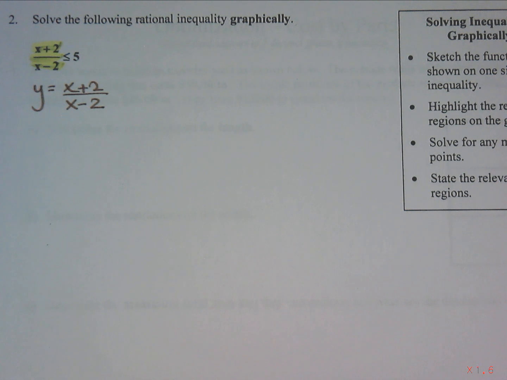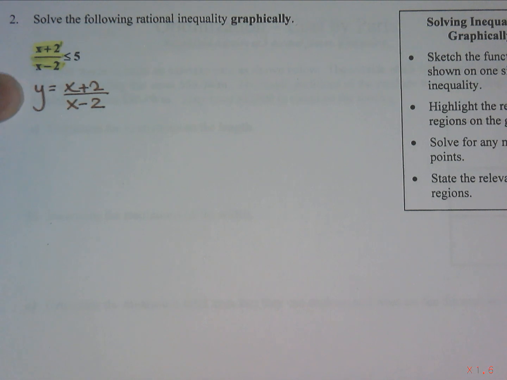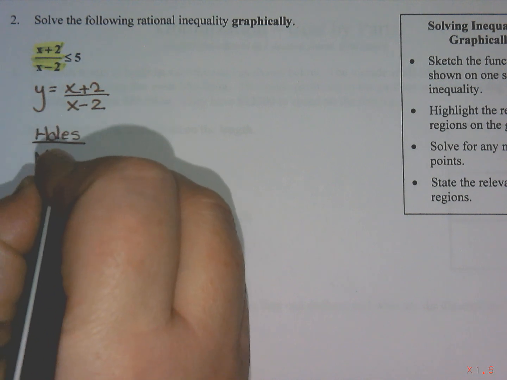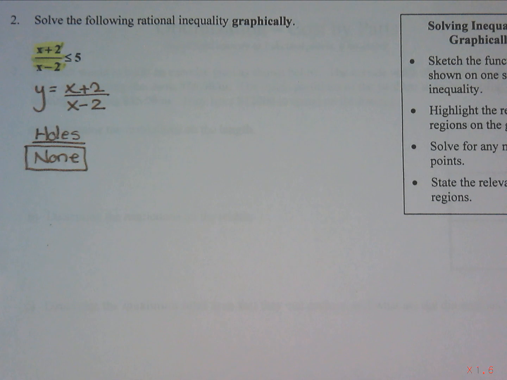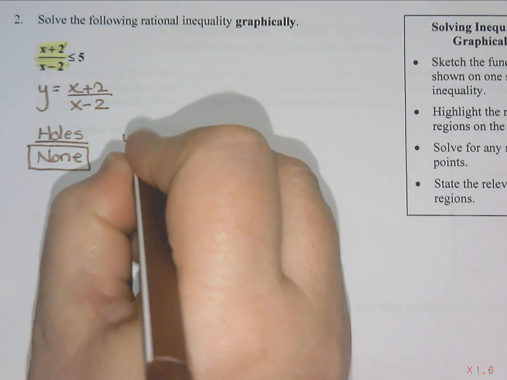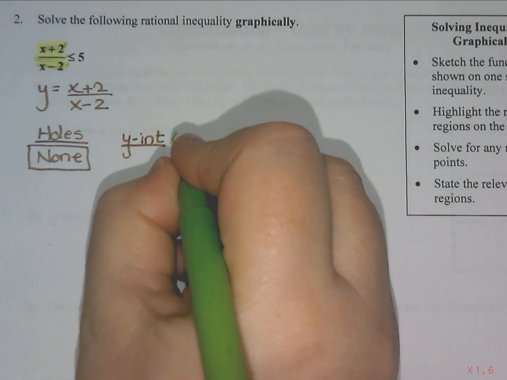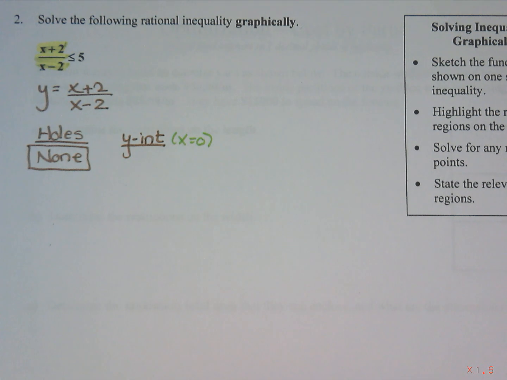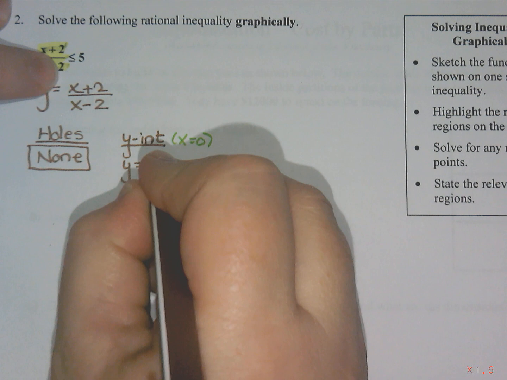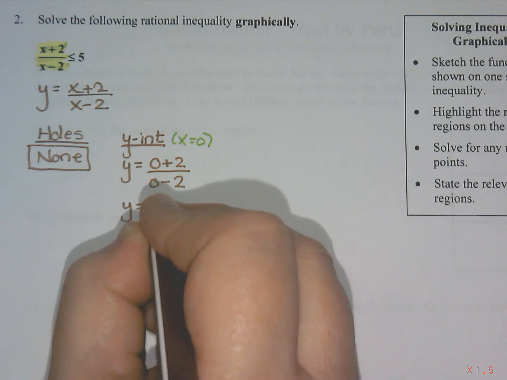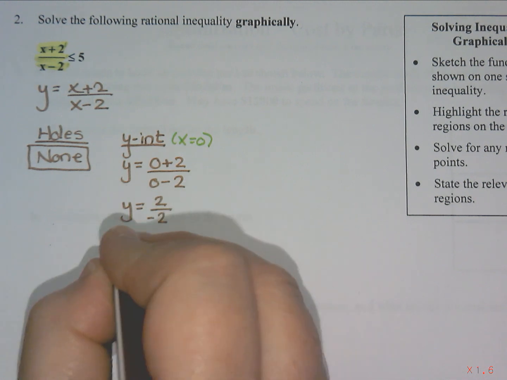So first thing I usually do is I try to factor, but there really isn't anything to factor in the numerator or denominator. I look to see if there is anything that cancels from the top and the bottom, and there is not, which tells me my graph does not have any holes in it. Then I'm going to move on to my y-intercept. We get our y-intercept by taking x and setting that equal to 0. So y equals 0 plus 2 over 0 take away 2. That's going to give me 2 divided by negative 2, which is negative 1.